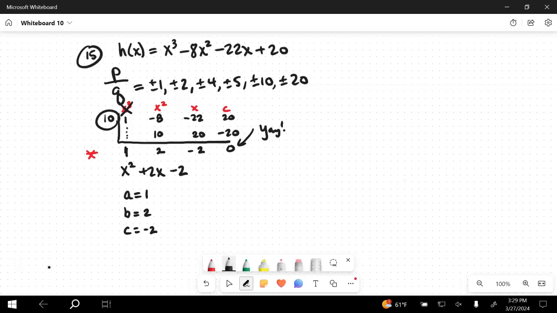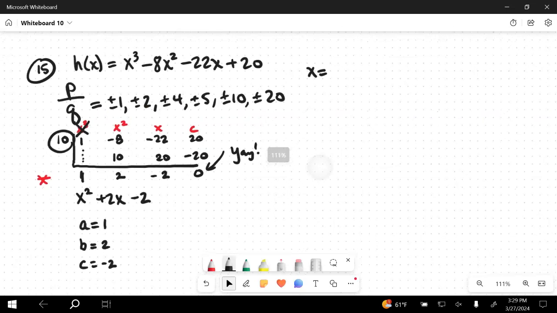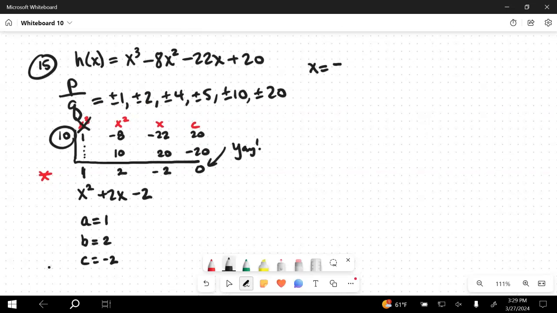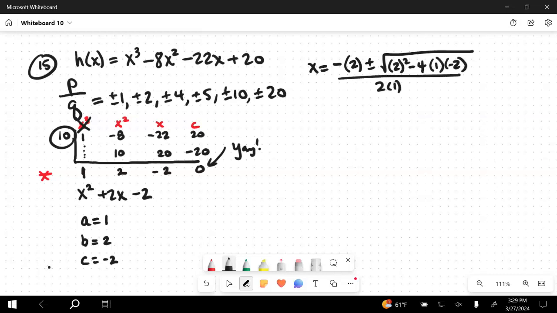I'm going to plug into the quadratic formula up here. x is going to be equal to minus whatever B is, plus or minus the square root of B squared minus 4AC, all over 2 times A. Minus a positive 2 is negative 2, plus or minus the square root. 2 squared is 4, and negative 4 times 1 times negative 2 is positive 8. That's going to make 12, all over 2. That's going to be cleaned up a little bit. Negative 2 plus or minus.